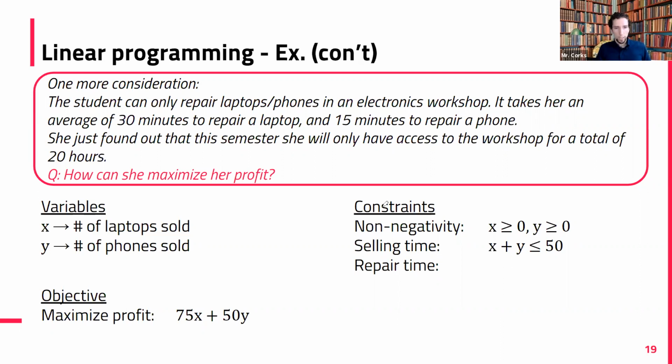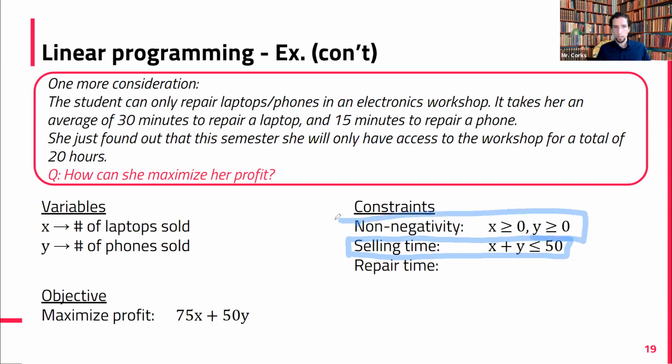All right, we still have the rest of this the same. We have our selling time constraint, so x plus y must be less than or equal to 50. We have these non-negativity constraints. We can't sell negative x laptops or negative y phones. That doesn't make sense. So we say x, y cannot be less than 0.